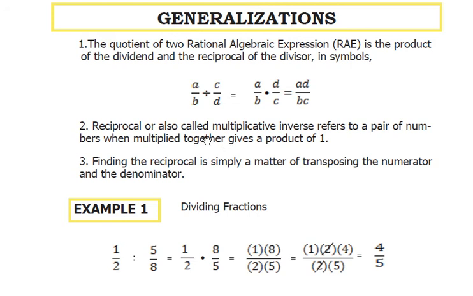Reciprocal, or we also call it multiplicative inverse, refers to a pair of numbers such that when multiplied together gives a product of 1. Finding the reciprocal is simply a matter of transposing the numerator and the denominator, or interchanging. The numerator will become the denominator and the denominator will become the numerator.